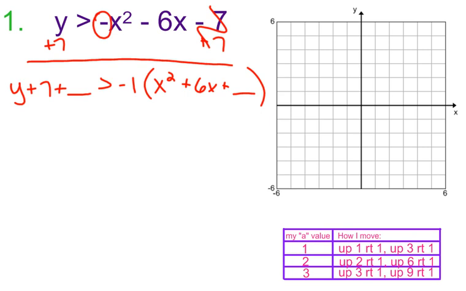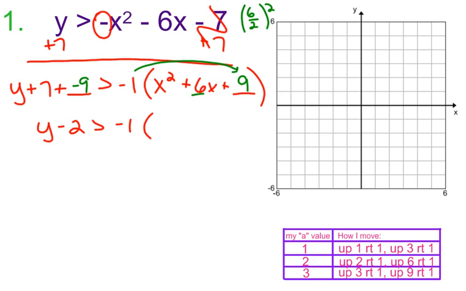As I look for what goes in my blank, remember it's b over 2 squared, so 6 divided by 2 squared. Hopefully we see that that's 9. And remember, I've got to distribute that. So on my left side I'd have a negative 9 there. When I combine like terms on my left side, I have y minus 2 is greater than negative 1.